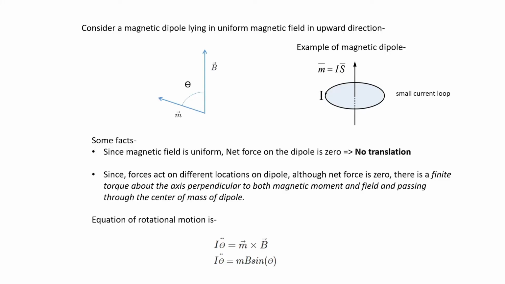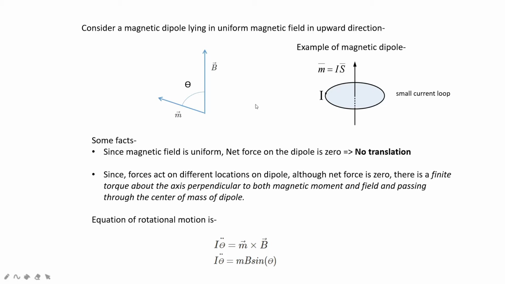Hello all, today we are going to attempt to simulate the dynamics of a magnetic dipole in presence of a uniform magnetic field. So the scenario is something like this. Consider a magnetic dipole lying in uniform magnetic field in upward direction. So here we have got our magnetic dipole represented by a magnetic dipole moment M and a uniform magnetic field in the upward direction. The angle between the M and B is theta.